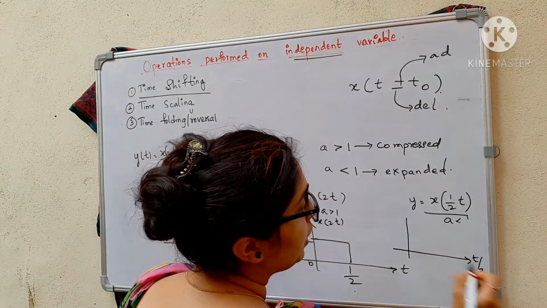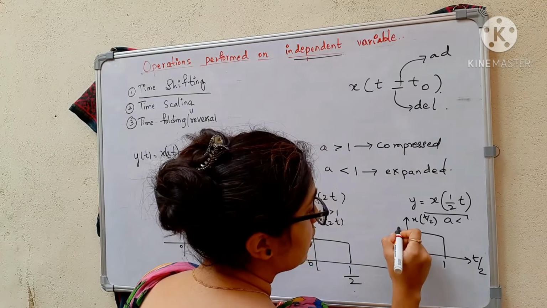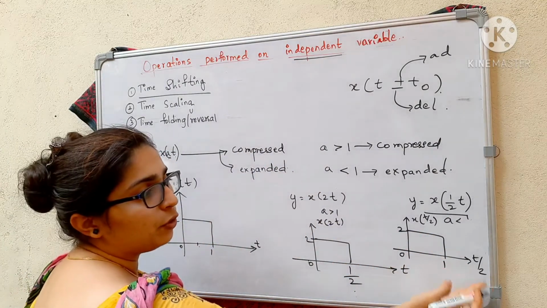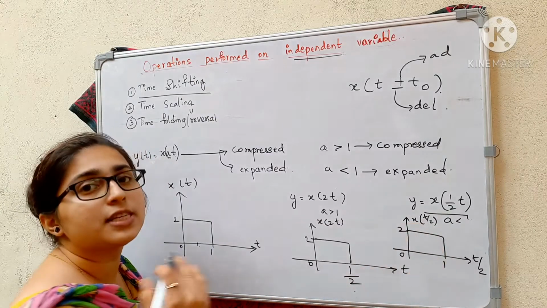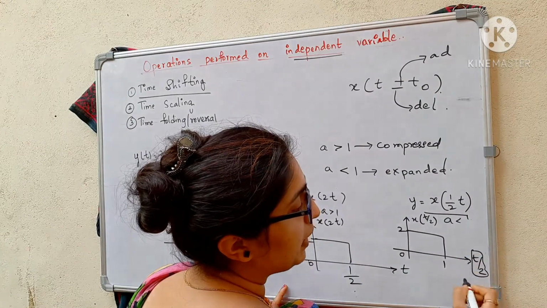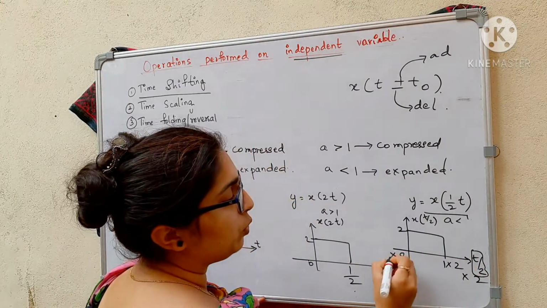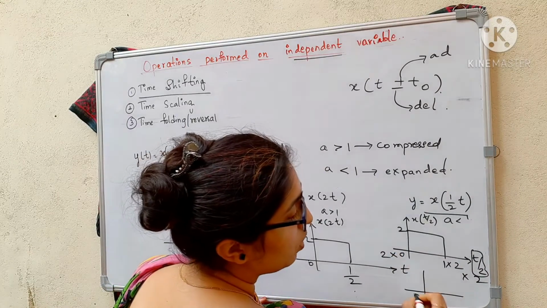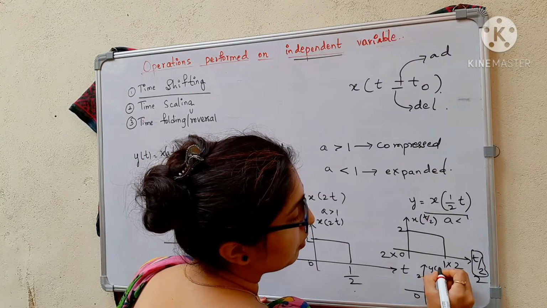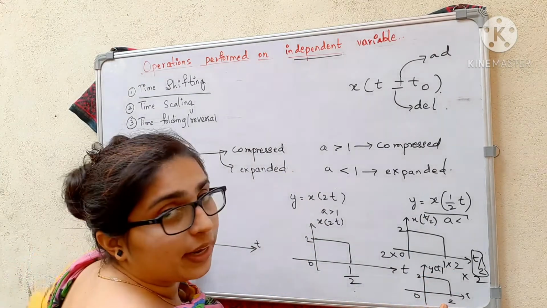Similarly, if you consider x of 1 by 2 t, if it was with respect to t by 2, you will be getting the same signal here. But now we have to find x of t by 2 with respect to t, not t by 2. So what I will do? To get t, I can multiply it with 2, right? So 1 into 2, 0 into 2. So you will be getting 0 and here it is at 2. You will be getting the value y of t. So it was till 1, but here you are getting till 2.